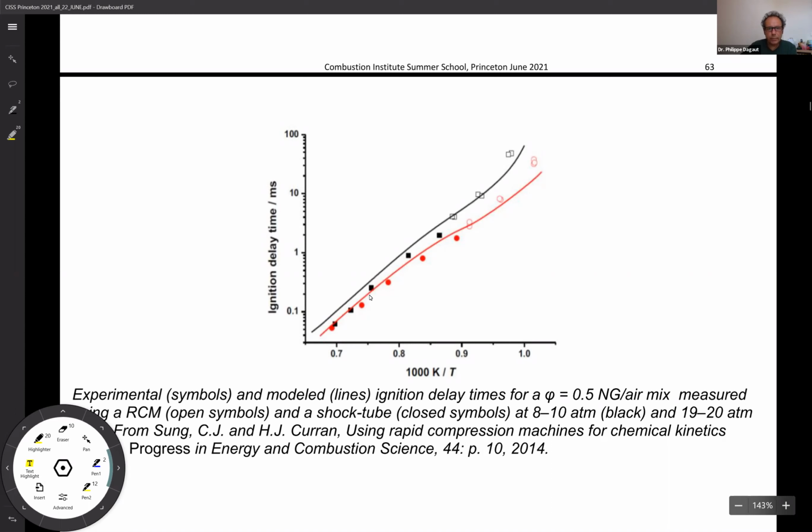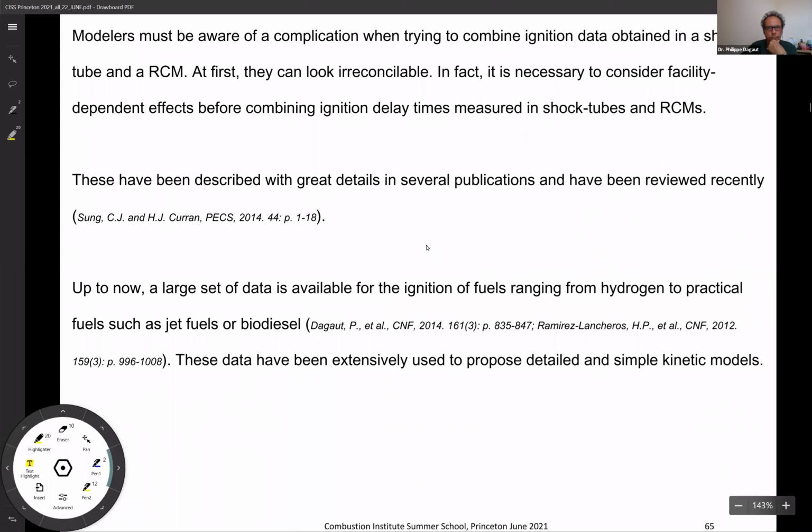This has been described with great details in the literature, and again, you can refer to this paper by Sung and Curran, where they explain how to proceed when you want to use this data. Up to now, a large set of data is available for the ignition of fuels ranging from hydrogen to practical fuels such as jet fuels, diesel, even biodiesel. These data have been extensively used to propose detailed and simple kinetic models.